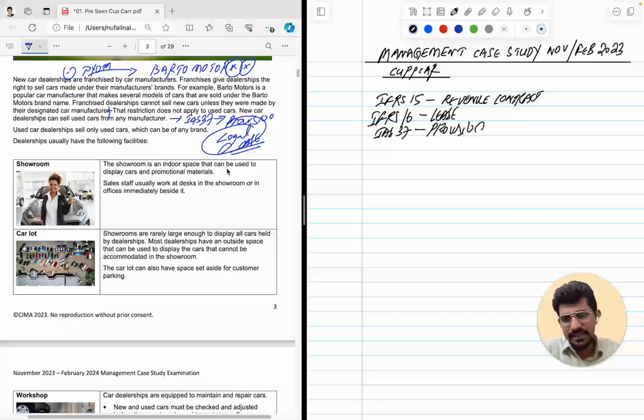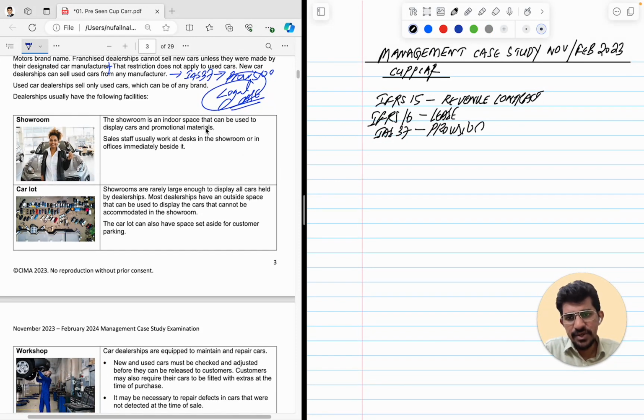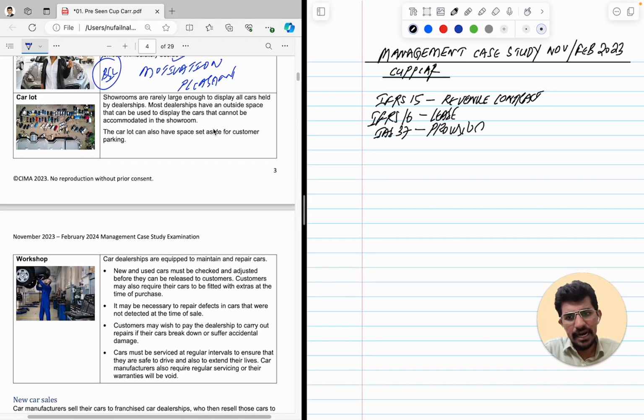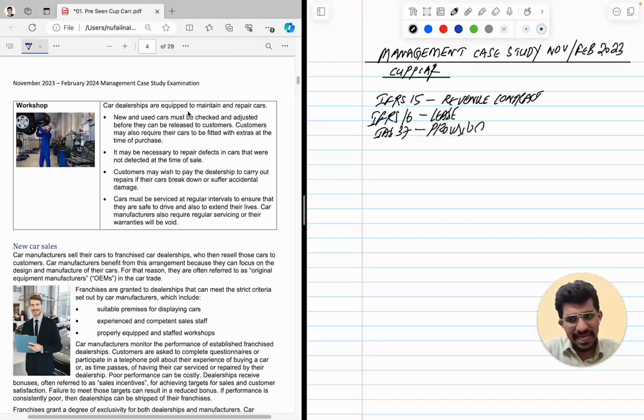So if you observe, students, these are the dealership stores. Now the showroom. The showroom is an indoor space that can be used to display cars and promotional materials. That is one thing. Staff usually work at desks in the showroom and offices immediately. Now, as I told the students, the motivation factor can come, students, because they are front office staff. They need to be pleasant to the customers. So students, just remember there will be some ideas. And also the balanced scorecard can come, students, that is for performance measurement, because these areas are effectively tested in the examination. Then you have the car lot information, how the cars are displayed, and the workshop data is also given. You can have an idea of that.